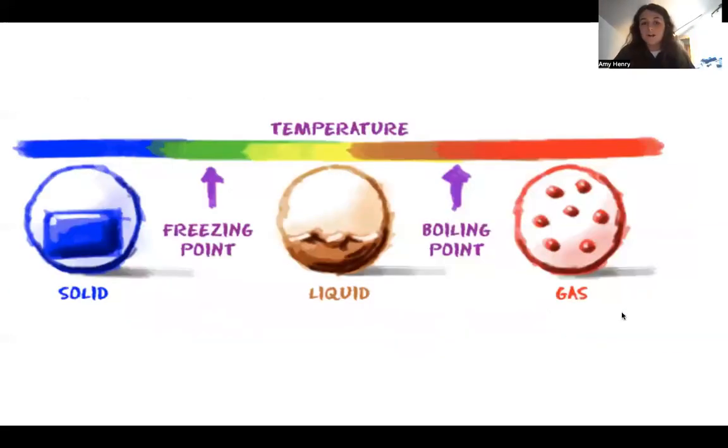So, like I said earlier, the way that states of matter change is when temperature changes. So, a solid is cold. It is at a lower temperature, and then as the temperature starts to increase, that is when it would turn into a liquid, and then as the temperature gets even warmer, it would turn into a gas, and then a gas can go back into a liquid and then back into a solid.